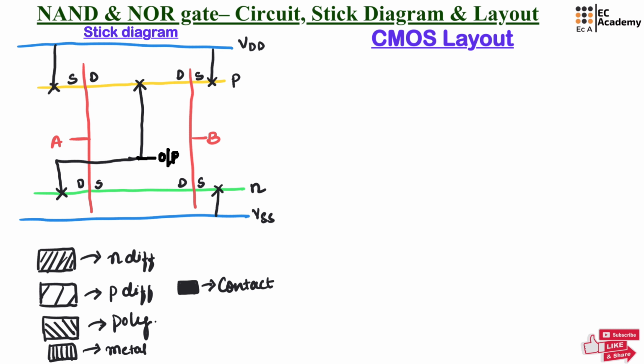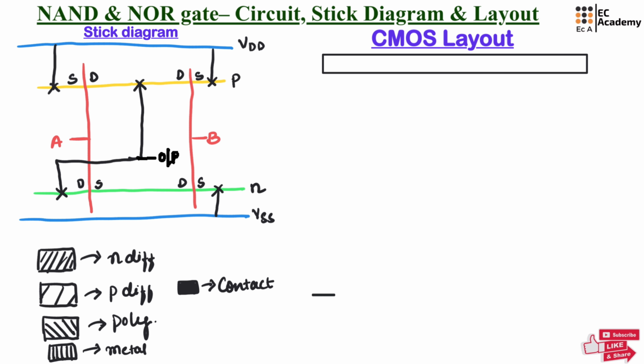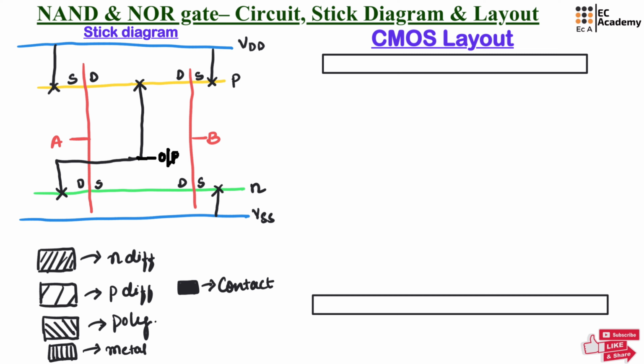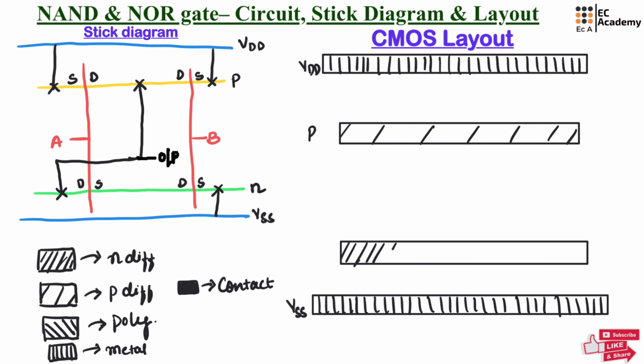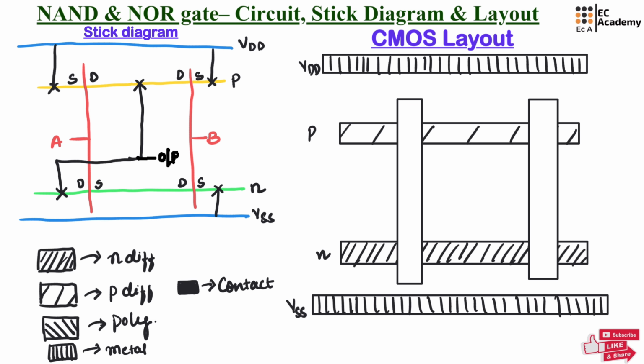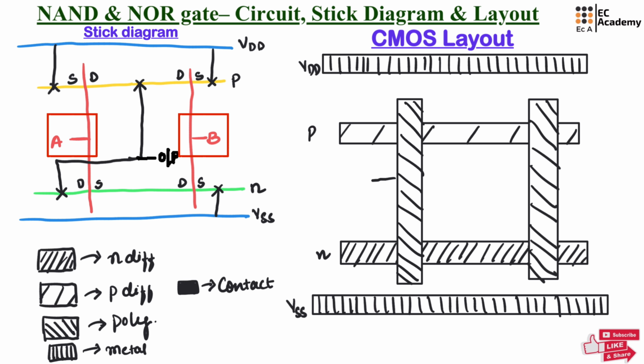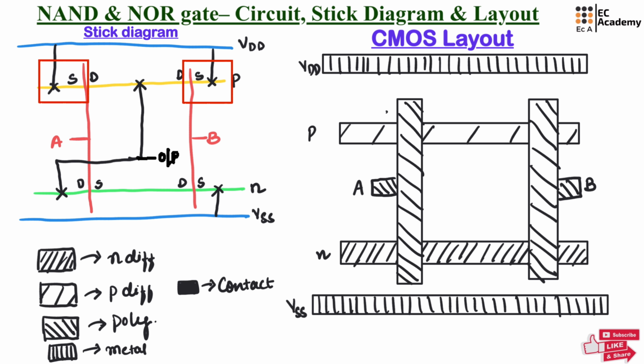First, let us draw VDD and VSS using metal. Let us draw the P diffusion region and N diffusion region. Let us draw the polysilicon. Now let us extend this polysilicon to write the input A and B. Now source of PMOS should be connected to the VDD.